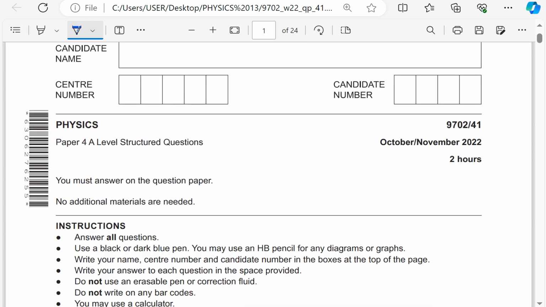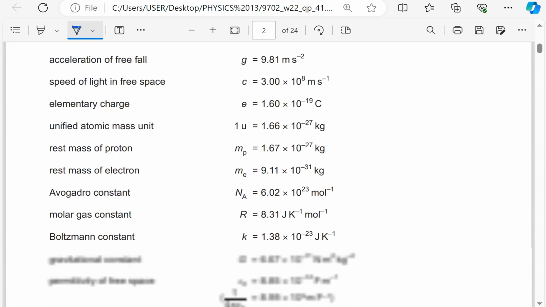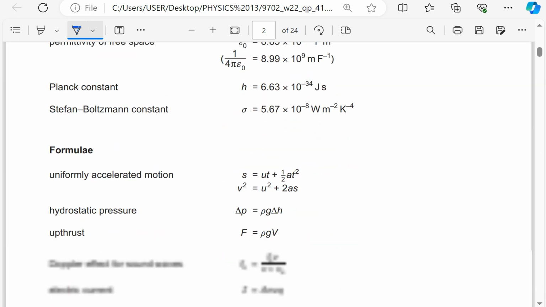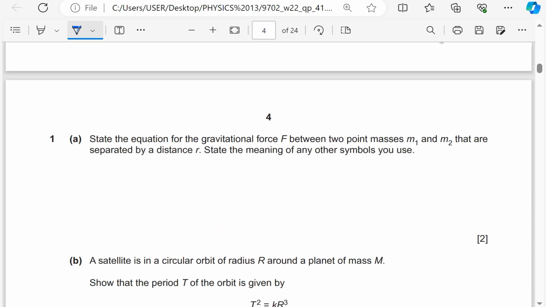So the paper is supposed to be 2 hours. I'll try my level best to keep time. I'll not read through the instructions. The paper is 100 marks. Remember, paper 4 is the most important paper. So if you're preparing for your May, June exams, you should spend much time practicing paper 4. You can read through the data and the formula given. I'll start with the first question.